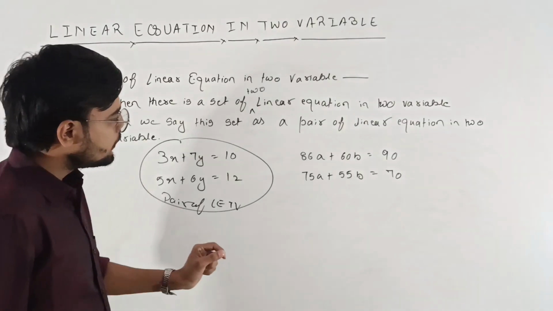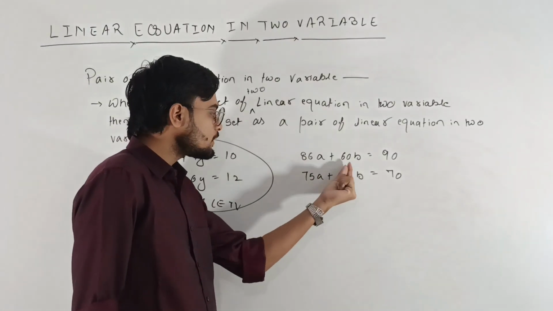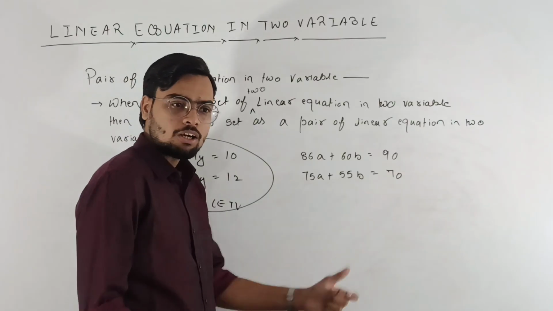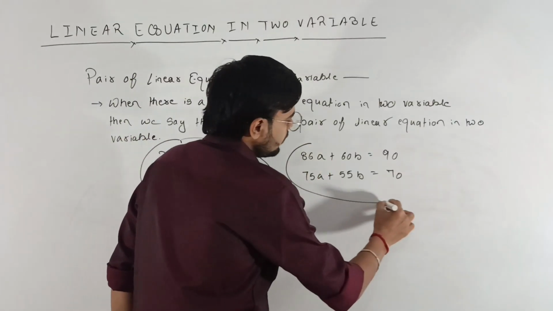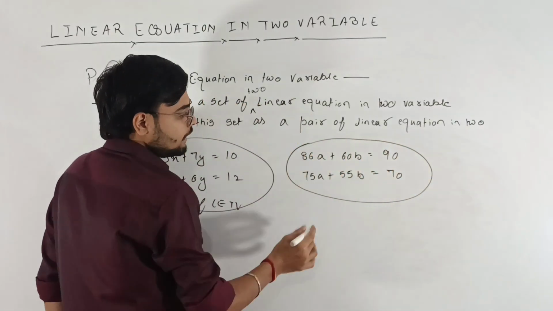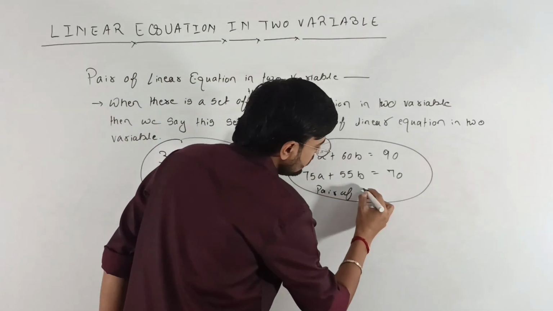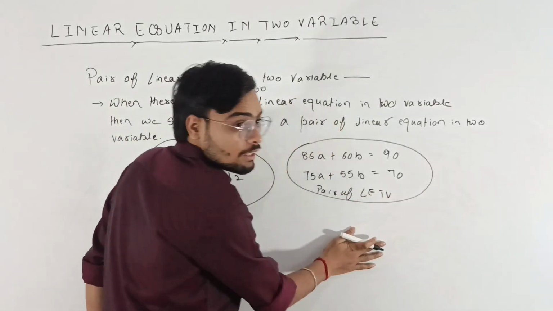Let's see one more example. Suppose we have the equation 86a plus 60b is equal to 90, and the second is 75a plus 55b is equal to 70. Now these two linear equations in two variables make a set, and this set is called a pair of linear equations in two variables.